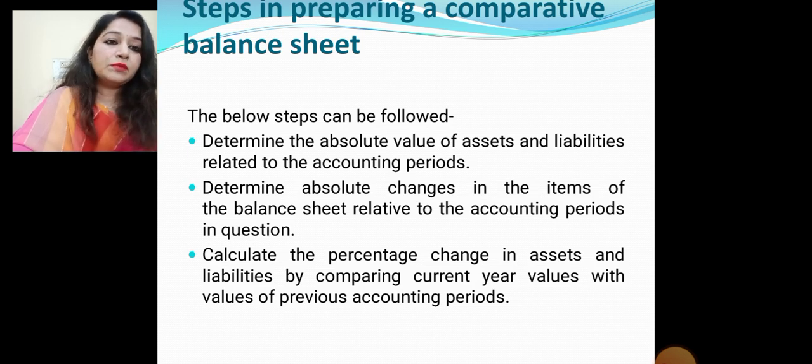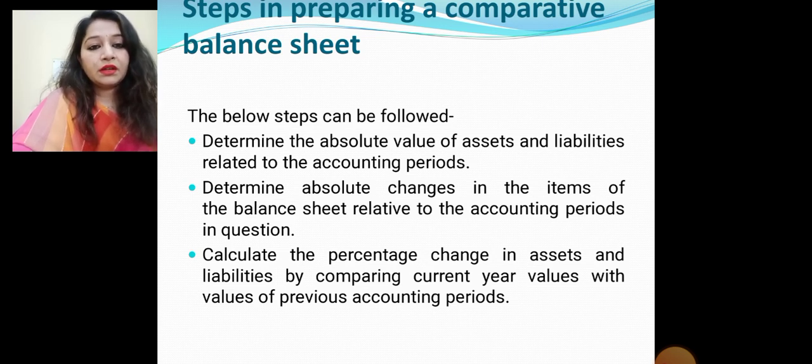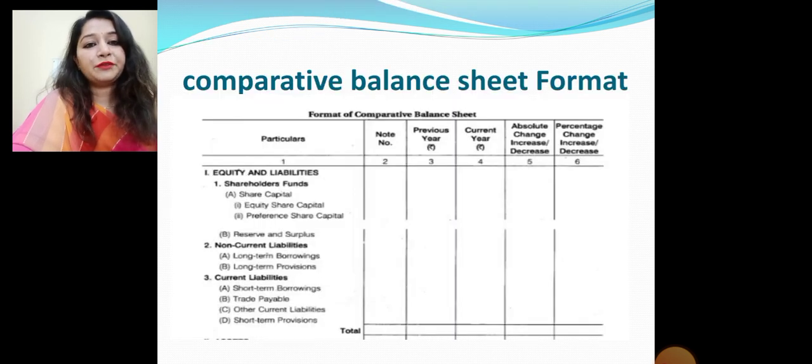Next, steps in preparing comparative balance sheet. What are the steps? Number 1, determine the absolute value of asset and liability related to the accounting period. Second, determine the absolute change in the items of the balance sheet relative to the accounting period. Lastly, calculate the percentage change in assets and liability by comparing the current year value with the value of the previous year of the accounting year. These are the steps for how we calculate the comparative balance sheet.